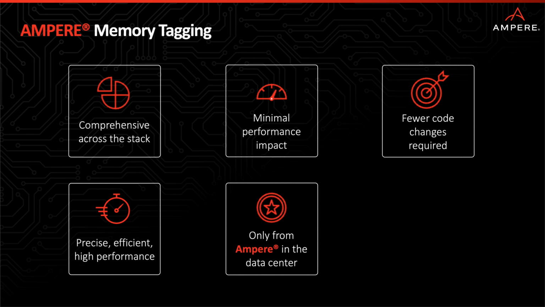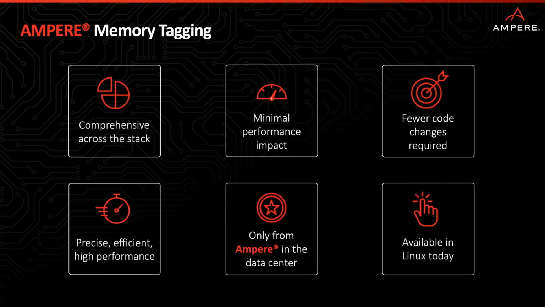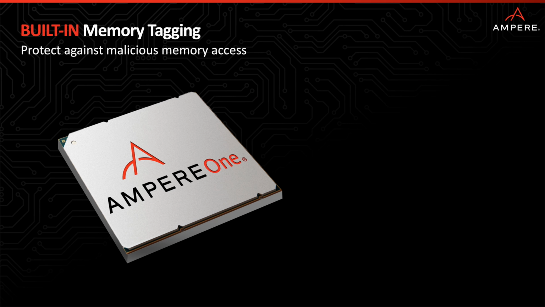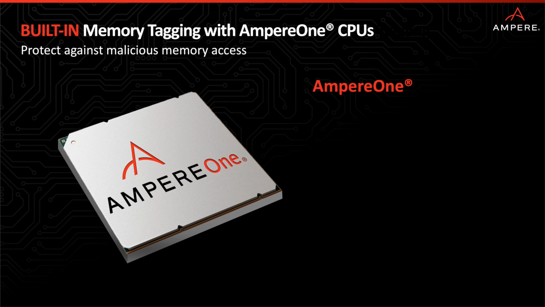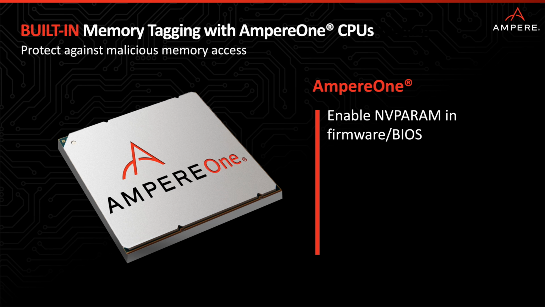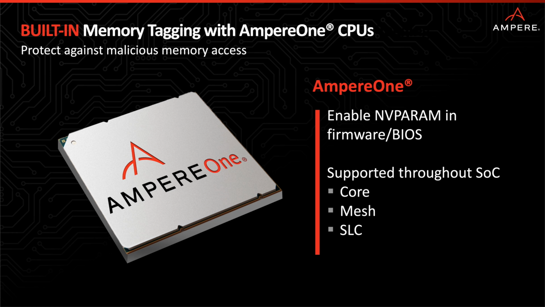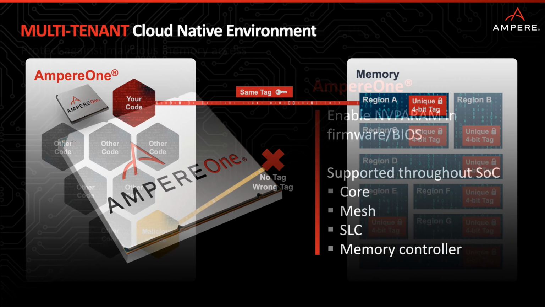AmpereOne is currently the only CPU in the data center space that supports memory tagging. This feature is already available in the Linux kernel today using GCC, glibc, GDB, and ptrace. When users are ready to enable memory tagging, they must simply enable the NB-param feature in the firmware or BIOS. Memory tagging is supported on AmpereOne throughout the SoC, that is the core, mesh, system-level cache, and memory controller.